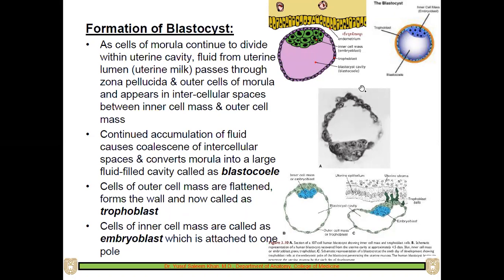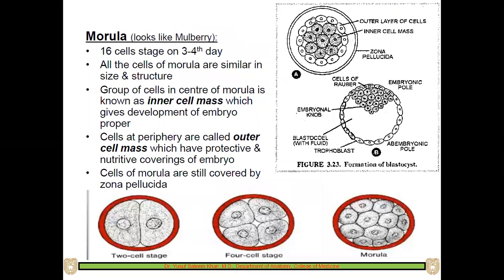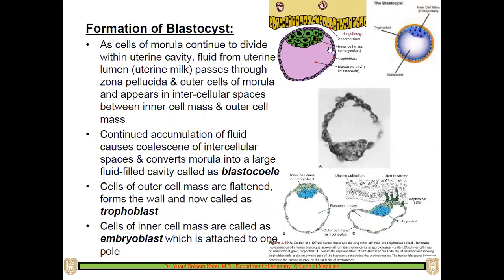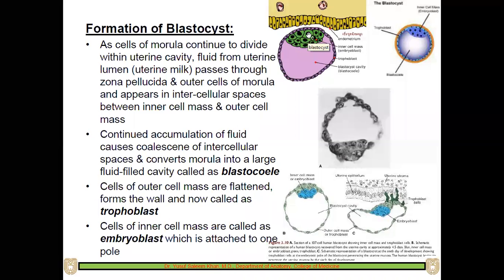This is the blastocele. The cells of the outer cell mass are flattened, form the wall, and are now called the trophoblast. The cells of the outer cell mass, which we saw here, change themselves, become flat, and are now called trophoblast. Very important structures. This is the trophoblast which is formed around. The cells of the inner cell mass are called embryoblasts, which will develop into the embryo proper.